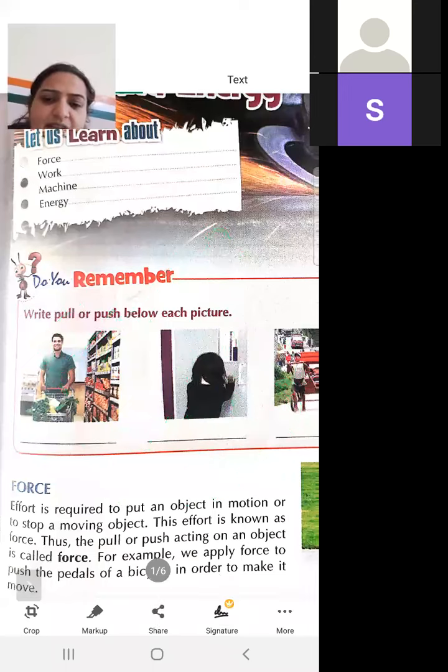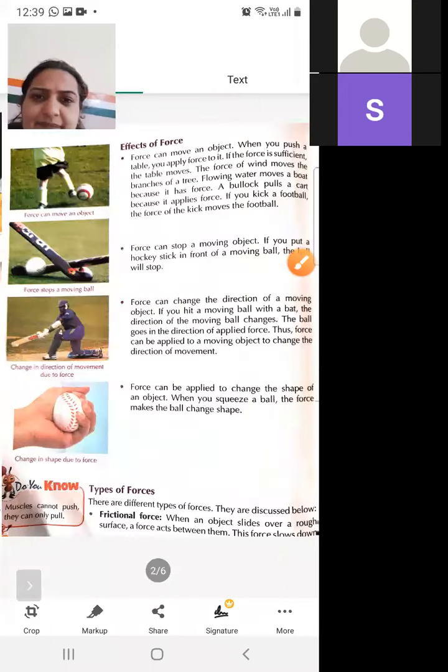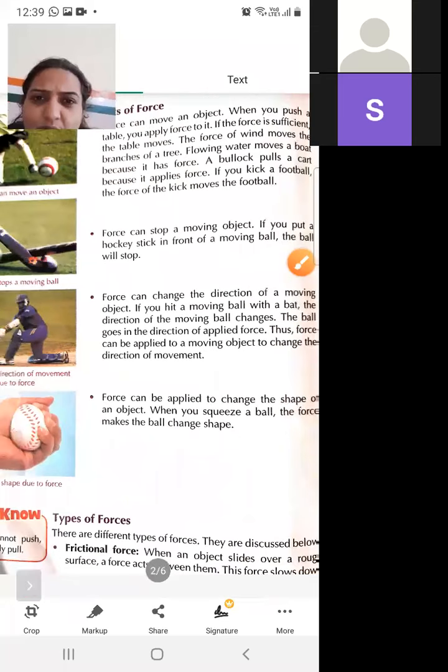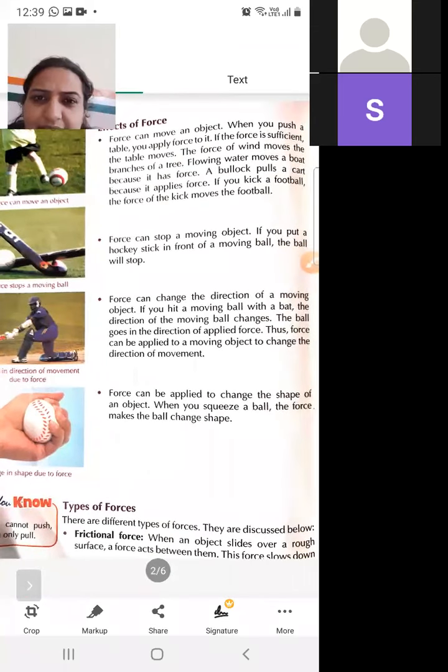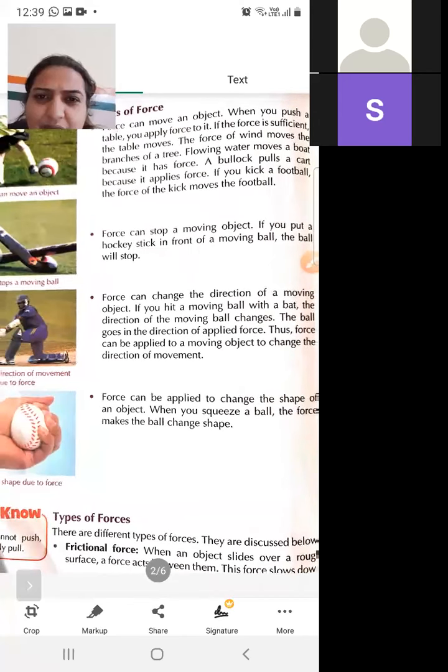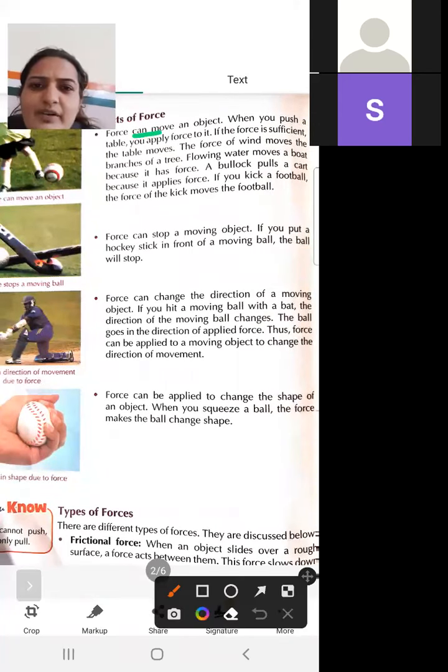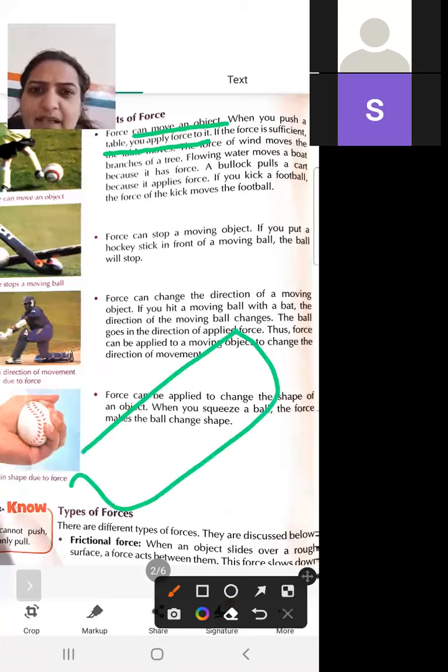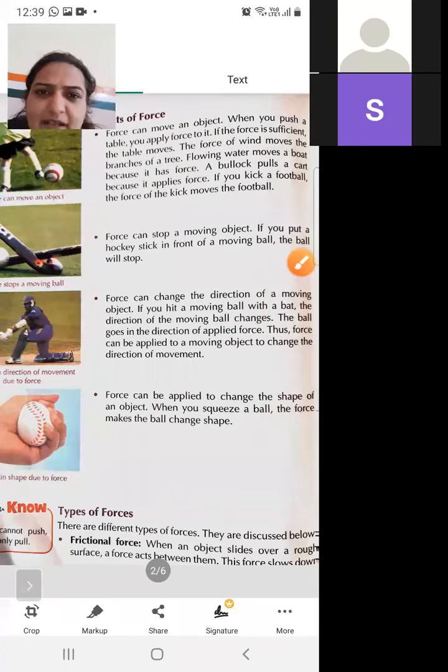Push. So next is the effects of force. What are the effects of force? Force can move an object. When you push a table, you apply force to it. Suppose there is a table. If you want to push the table, we have to apply force. If the force is sufficient, the table moves.